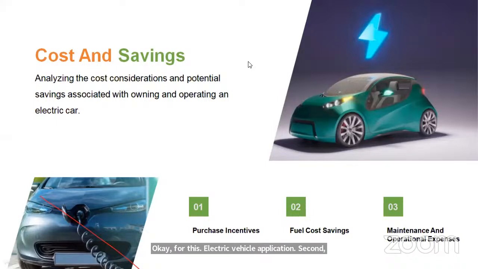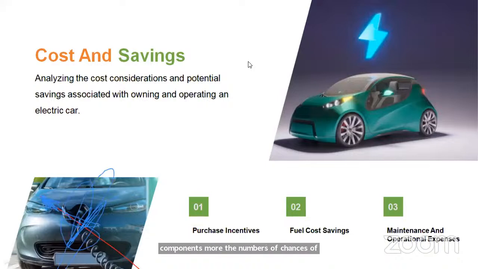Second, fuel cost saving, I already spoke about this. Maintenance and operational expenses. In an IC engine, there are too many moving parts. In the engine itself, we have piston, cylinder, crankshaft, flywheel, connecting rods. A lot of moving components are there, and whenever there are as many moving components, the wear and tear chances are high. Correct? The more moving components, the more chances of wear and tear.